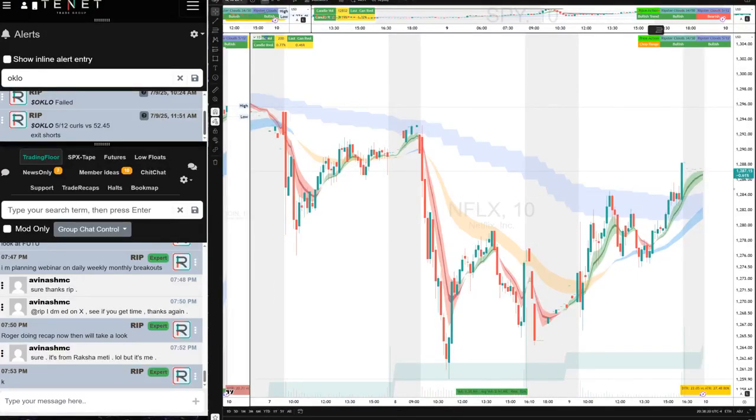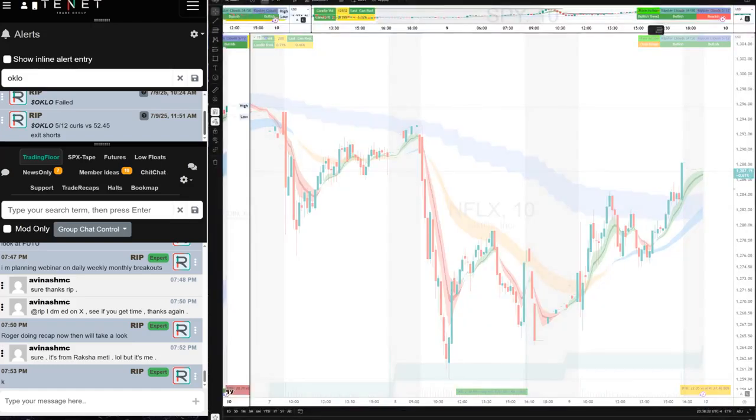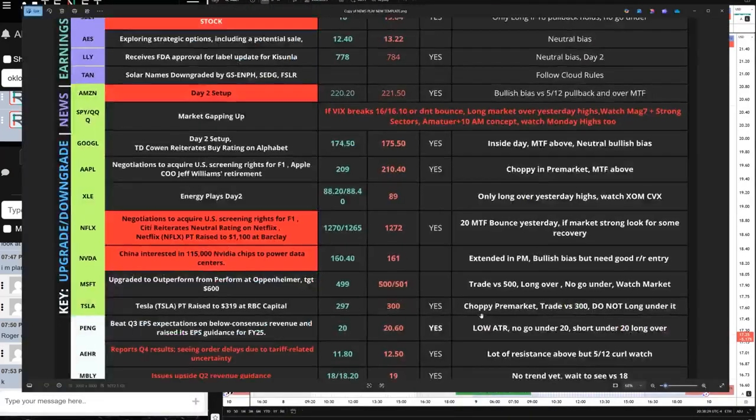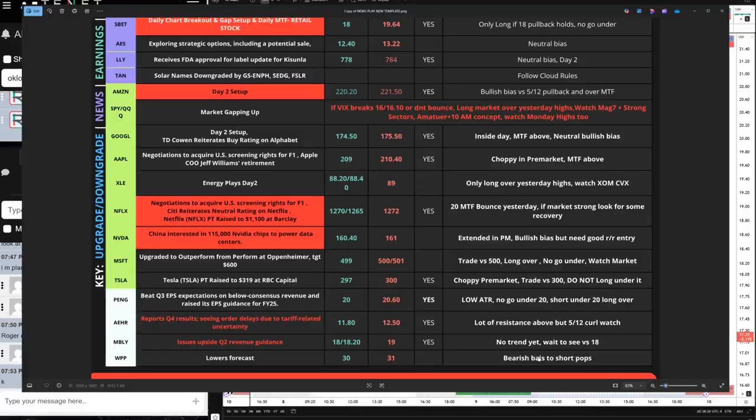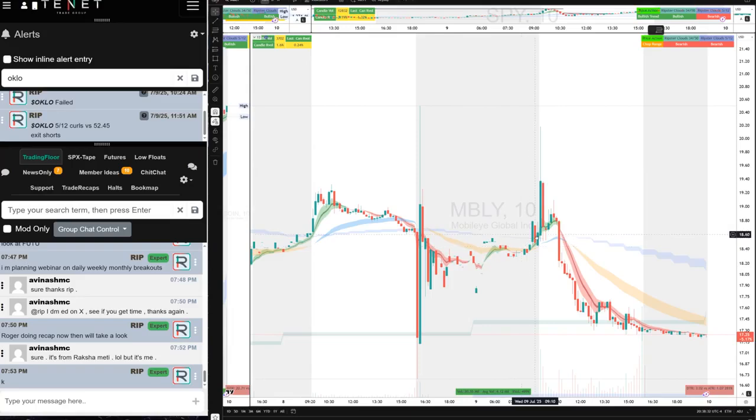Let's go through a few quick other trades here. MBLY, which was an earning play for us. Let's see what the planning on MBLY was. Planning on MBLY is no trend yet. Wait to see versus 18. That was the plan. It kind of pushed on the earnings move, right? Hit this resistance and then the trend move became bearish. And in the middle of the day, it gave you a short. Why? Short under the MTF, right to the next MTF magnet setup. So that was MBLY. Beautiful trade.